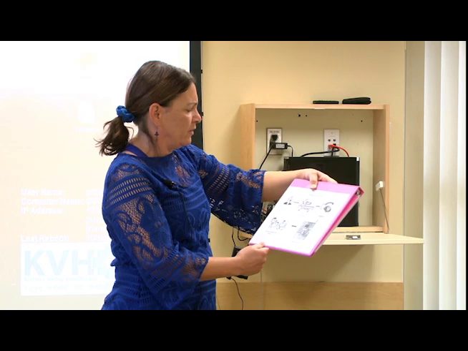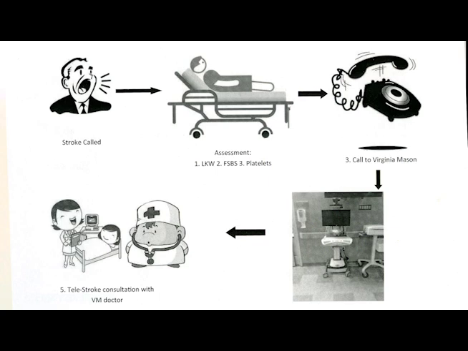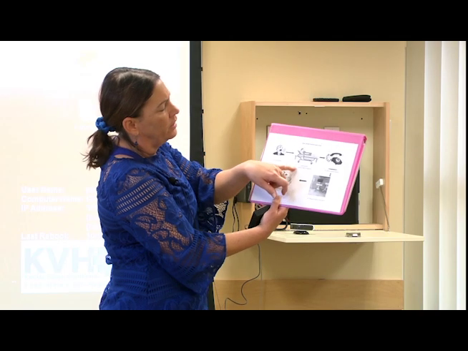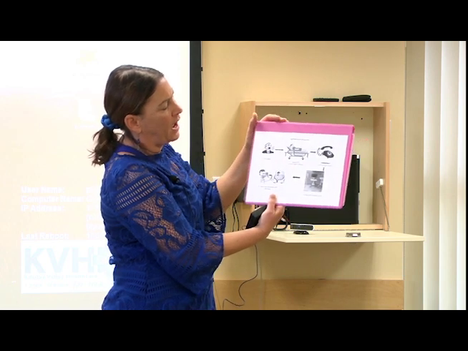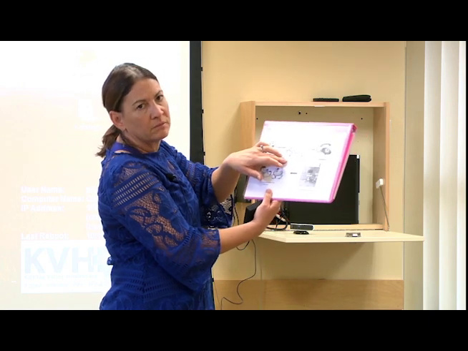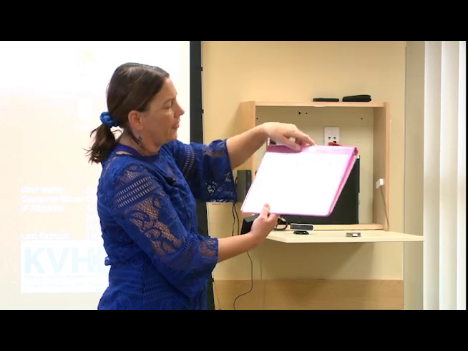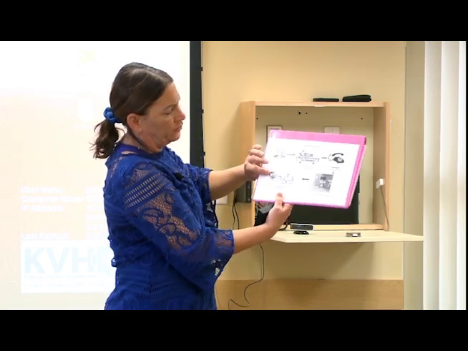Also on the front of these binders is kind of nice where you have this little process flow with little pictures, and it's an easy reference to tell you what 3 things are needed on the initial assessment: last known well, the finger stick blood sugar, and a platelet count. And these are things the physician is going to need back in addition to your initial vital signs. They can call the neurologist with these. Call through Virginia Mason, consultation, stroke.